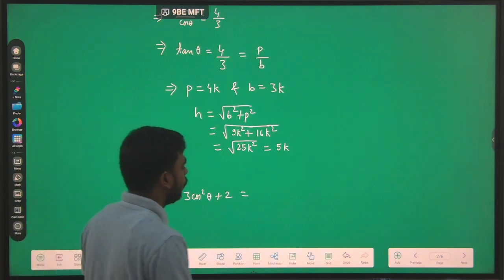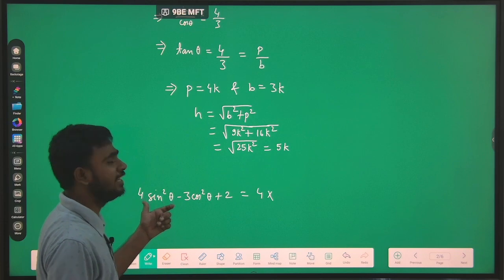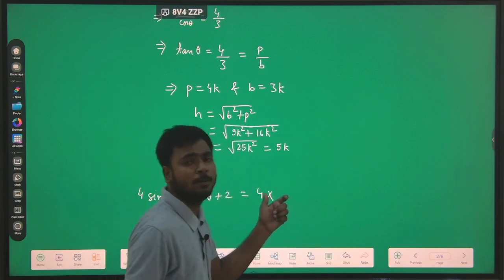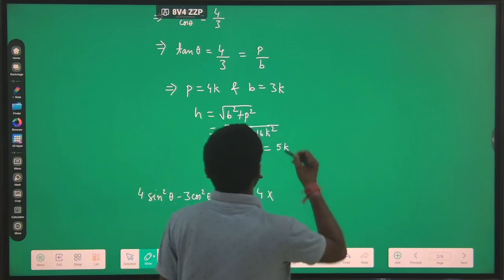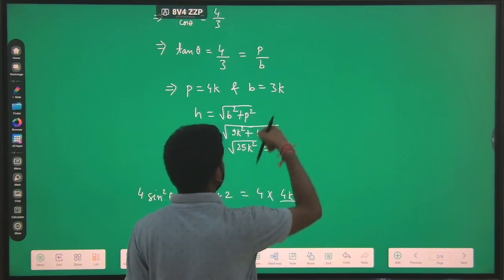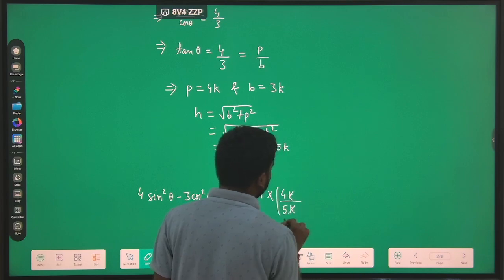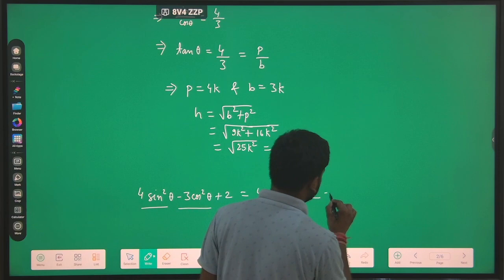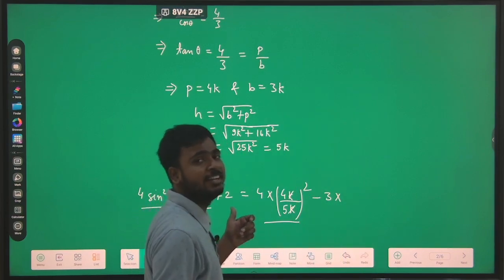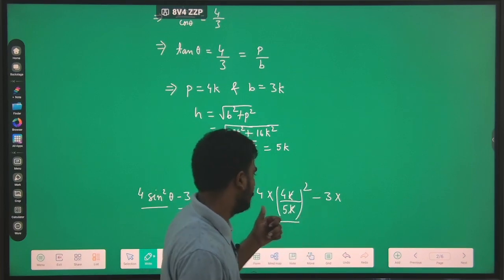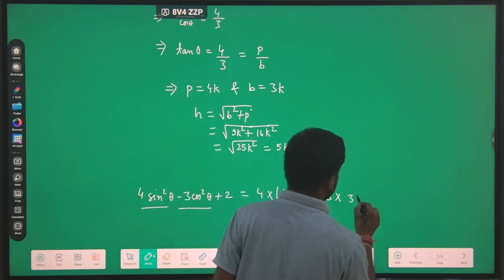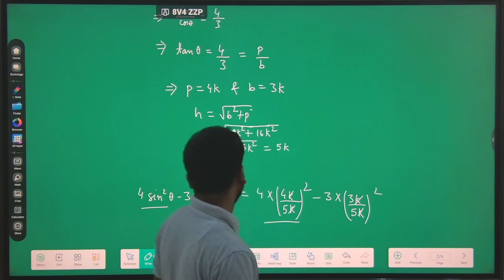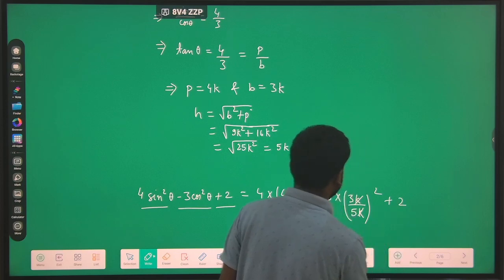So the value of it will be 4 multiplied by sine square theta, which is sine of angle theta to the power 2. Sine theta is equal to perpendicular by hypotenuse. What is our perpendicular? It is 4K. And what is our hypotenuse? It is 5K. So it is actually 4 upon 5 to the power 2. So this is the value of 4 sin square theta. Now we will move towards minus 3 cos square theta. That means minus 3 into cosine of theta squared. Cosine of theta is actually base upon hypotenuse. Our base is 3K and hypotenuse is 5K, so it will be 3 by 5 to the power 2. What is the other thing? The other thing is plus 2.